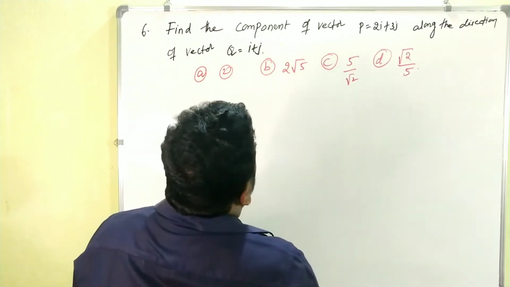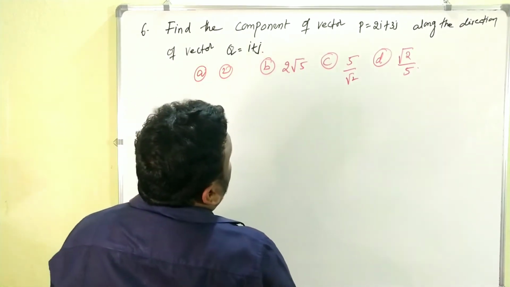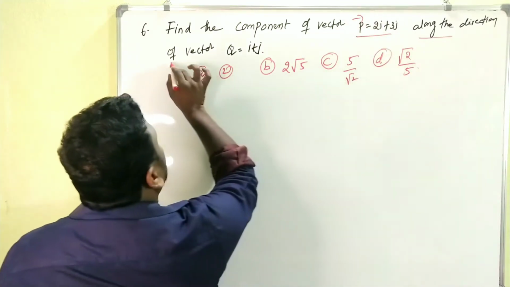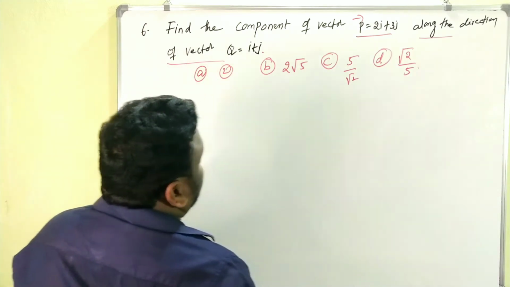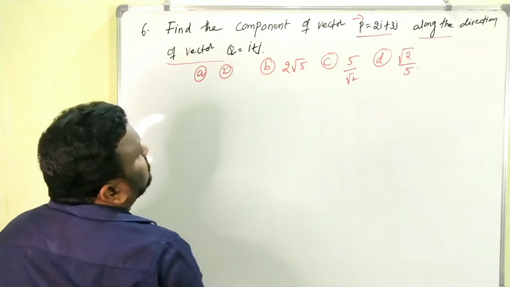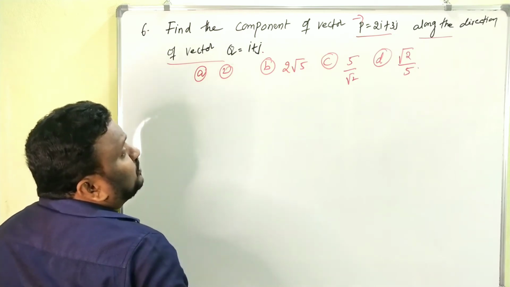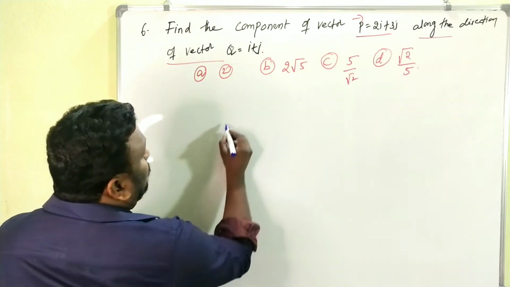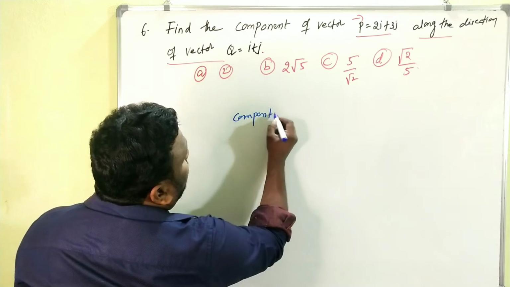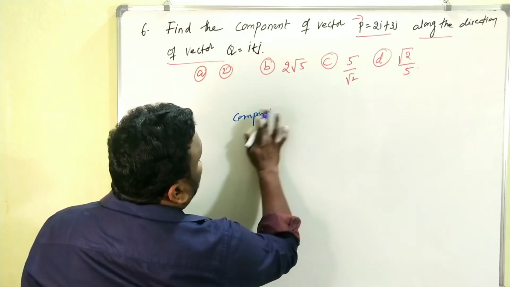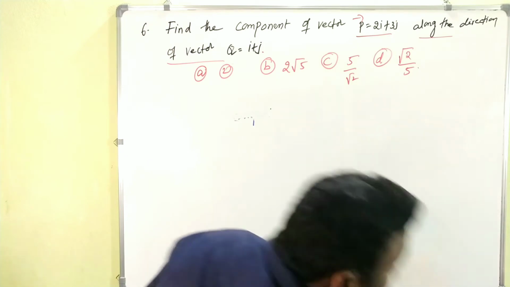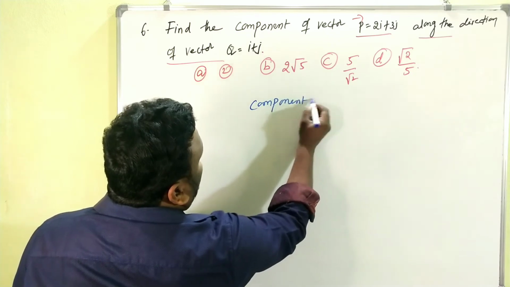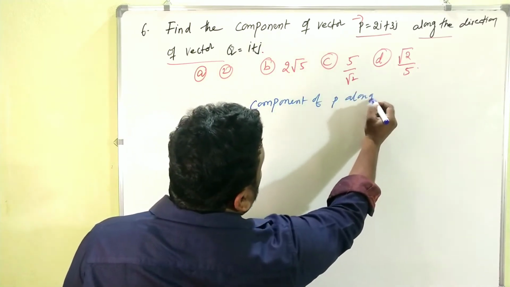Find the component of vector P, 2i plus 3j, along the direction of vector Q, i plus j. Options are A equals 2, B equals root 5, C equals 5 by root 2, and D is root 2 by 5. So what you have to find is the component of P along Q.